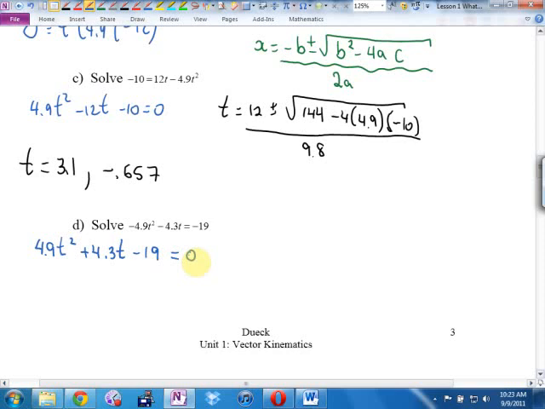Trust me. Does that factor? I don't care. It's got decimals. I'm not going to try. It might with decimals, but I don't know my decimal times tables. It doesn't. So I got to pull out the quadratic formula. Well, not really. Who's got a graphing calculator here, a TI-83?